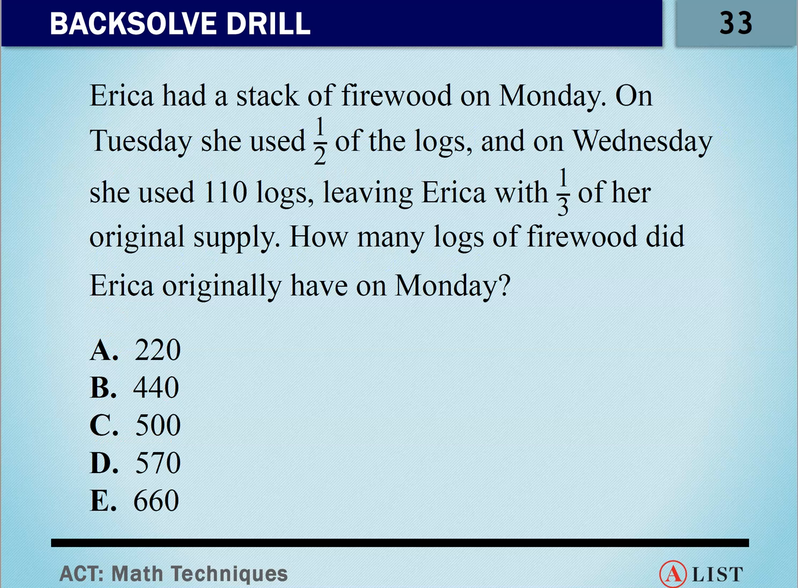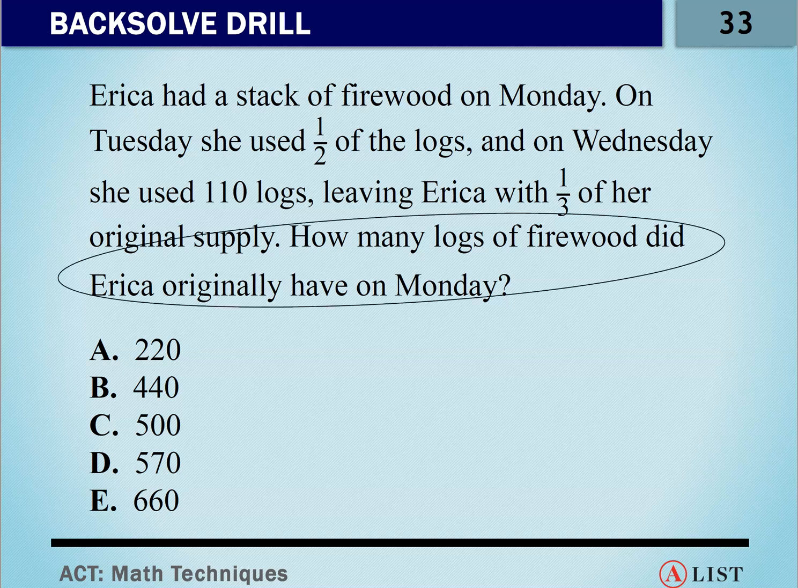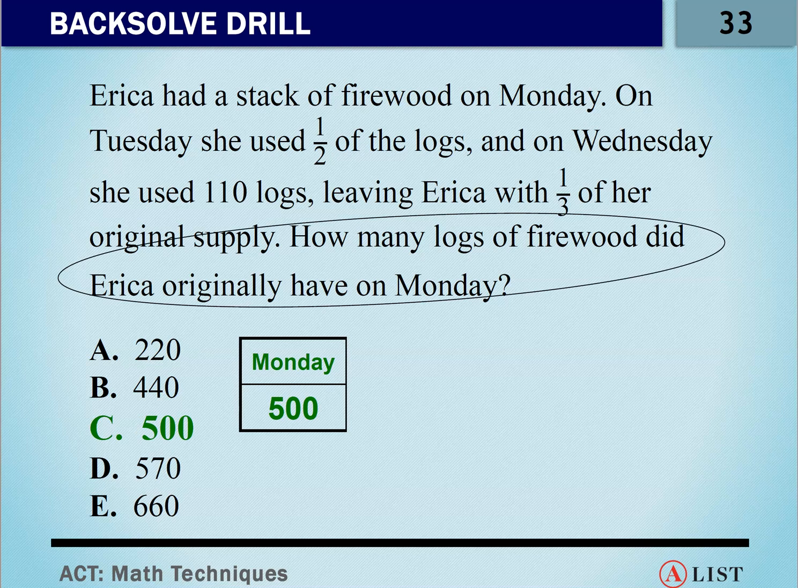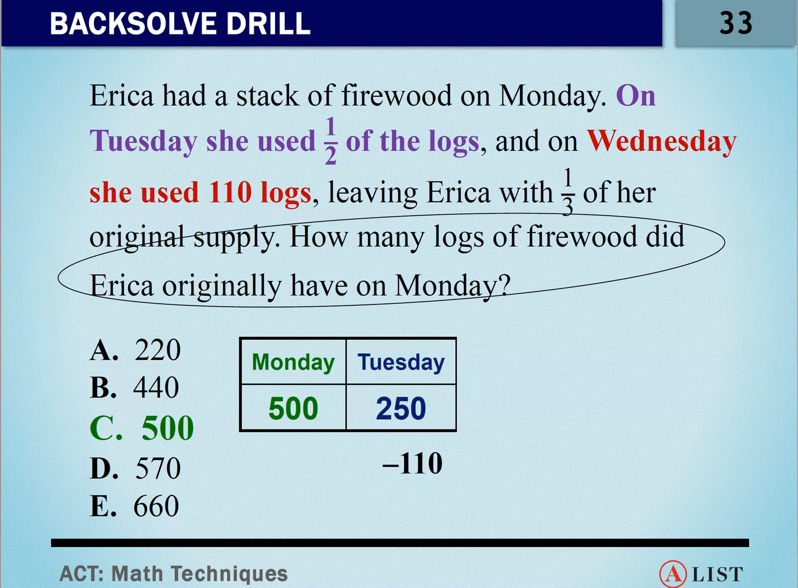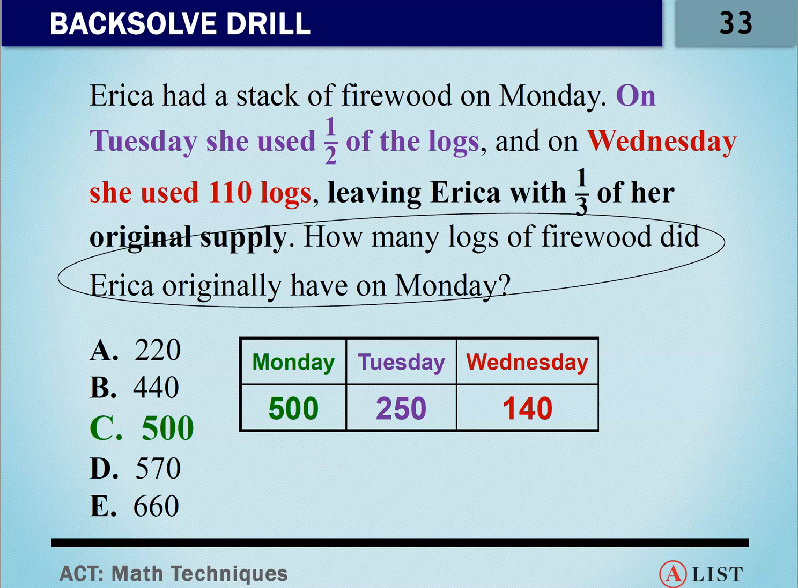Okay, 33. Erica had a stack of firewood on Monday. On Tuesday, she used half of the logs. On Wednesday, she used 110 logs, leaving Erica with 1/3 of her original supply. How many logs of firewood did Erica originally have on Monday? So if we go with the 500, Monday she had 500. Tuesday she used half of those, so now she has 250. She used 110 on Wednesday, so now she has 140 left.